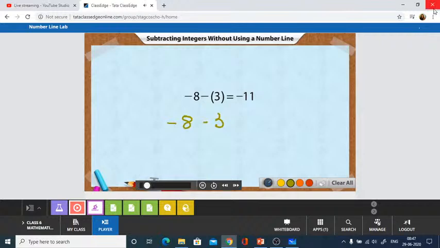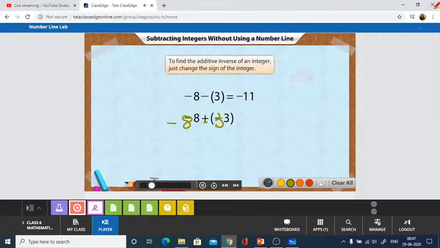Let us see what happens if instead of subtracting 3 from negative 8, we add the additive inverse of 3 to negative 8. Remember, to find the additive inverse of an integer, just change the sign of the integer. Actually, they are showing here in a different process. So this is also a correct process. You can follow this. You can also follow my video.